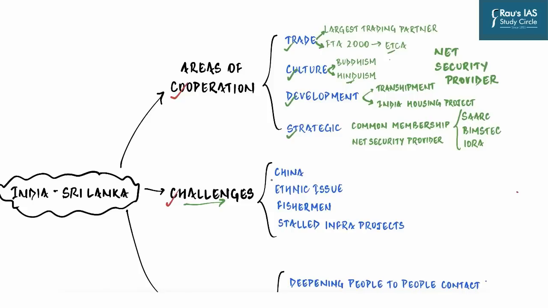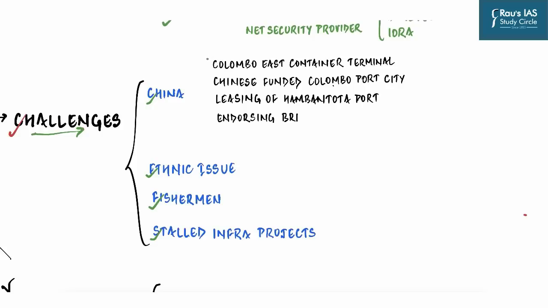One is, of course, the Chinese factor, which is always there whenever we talk about India and its neighborhood relations. Then there is a peculiar case of the ethnic issue in Sri Lanka. Then the issues of fishermen and stalled infra projects, or the inability of India to complete infrastructural projects or to compete with China as far as construction of novel projects in Sri Lanka is concerned. So let us now have a look at each one of them one by one. So whenever we talk about the challenges and we talk about Chinese influence in Sri Lanka's internal and external matters, there are four important events which we recall.